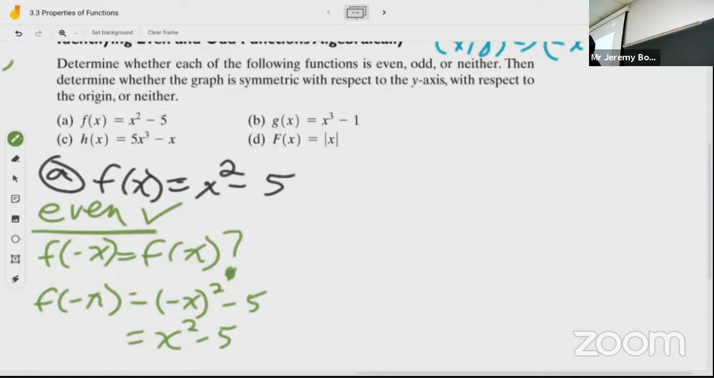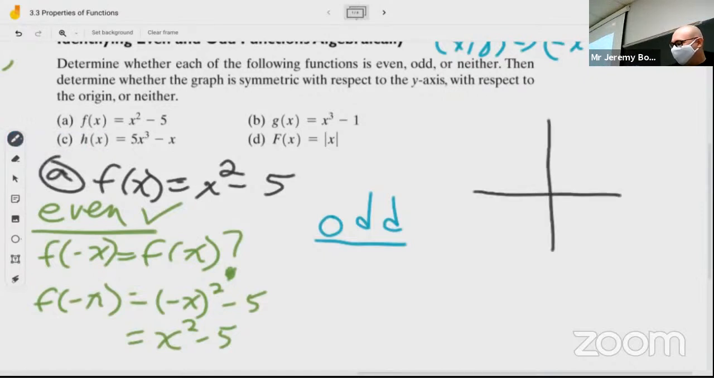Any questions on that? No? You're good. Do I need to check if it's odd? You're saying no. Why? Why not? Oh yeah, because it could be both. Can it be both? No, it can only be both. Let's think about it.